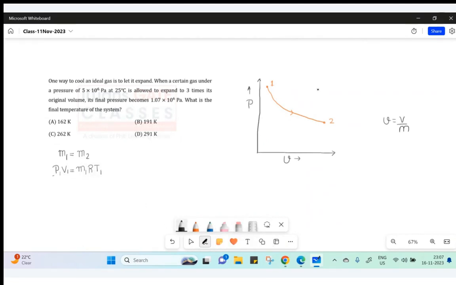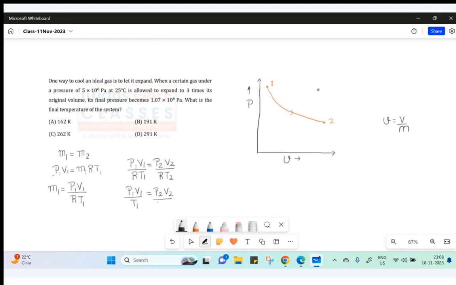So what do I get? M1 as P1 V1 by R T1. So I get P1 V1 by R T1 equal to P2 V2 by R T2. So I get P1 V1 by T1 as P2 V2 by T2.